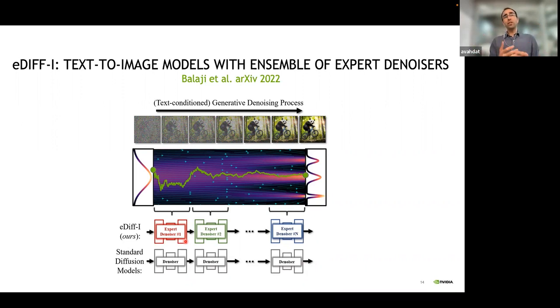The nice thing about this approach is that we actually don't increase the computational complexity at sampling time, because at the end of the day, you're going to use a network at each step.